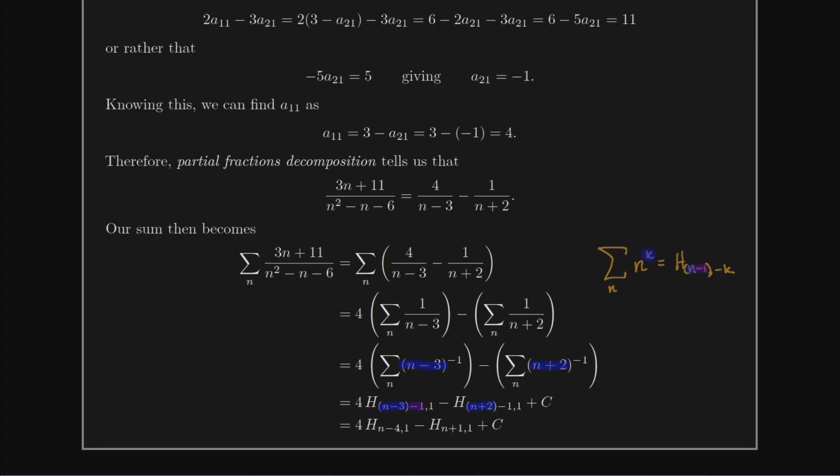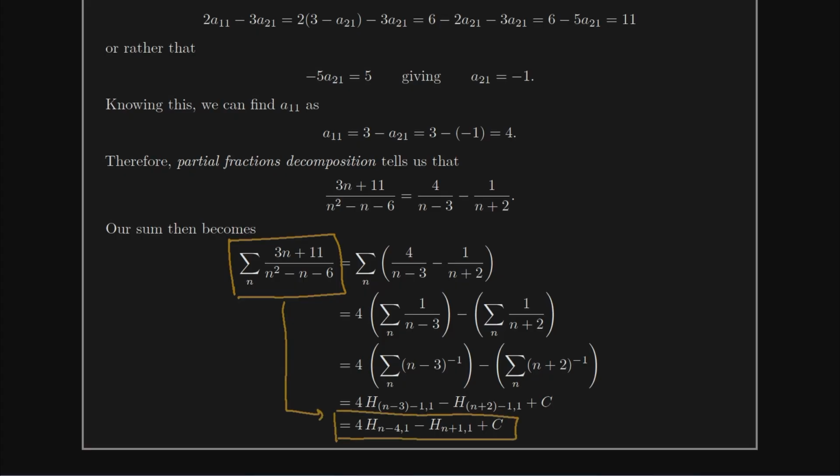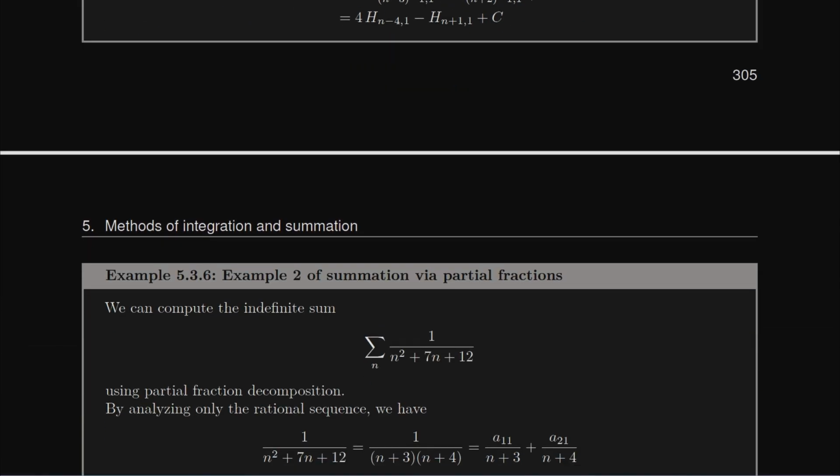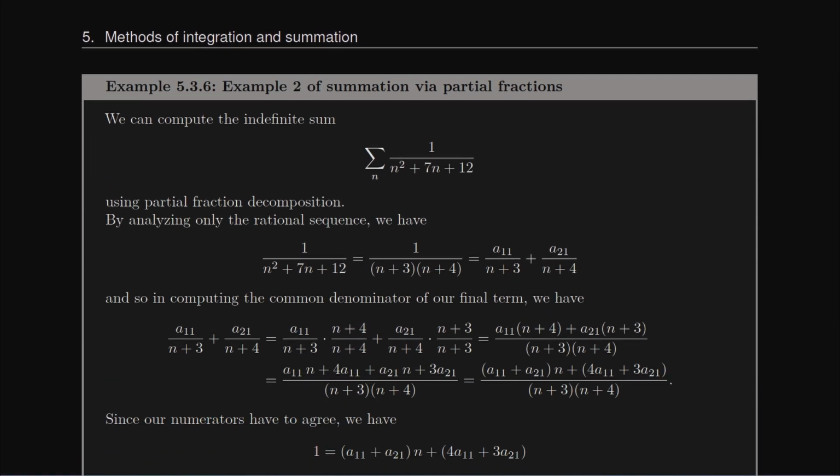And then when my power here, k, is negative 1, I'm going to have a negative, negative 1, also known as a positive 1 on both of these h's. So if I simplify the subscript a little bit, the first subscript is negative 3 minus 1, also known as negative 4, and the second subscript is plus 2 minus 1, also known as plus 1. And so we can say in terms of the generalized harmonic numbers that this sum is equal to 4 h n minus 4 comma 1 minus h n plus 1 comma 1 plus c. That's how we would use partial fractions to sum a specific rational sum.